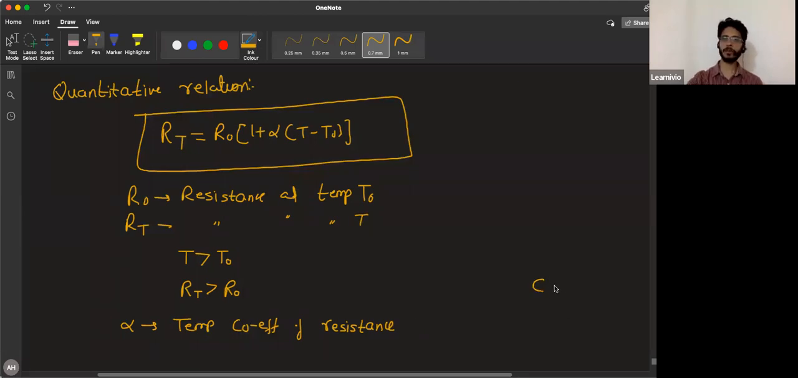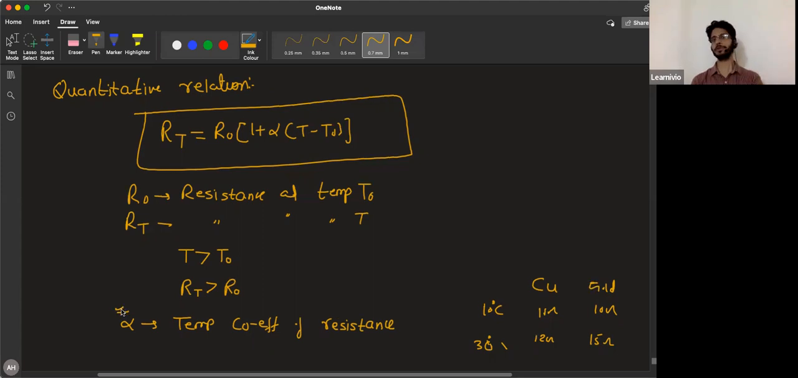Like if I take copper and if I take, let's say, gold, at 10 degrees Celsius, their resistance is, let's say, 10 ohm, and this is also 10 ohm. At 30 degrees Celsius, I change the temperature by 20 degrees Celsius for both. For copper, the resistance is 12 ohm. For gold, the resistance is, let's say, 15 ohm. So this variation in resistance along with temperature also depends upon the nature of the material. The dependency on the nature of material is given by this alpha, which we'll call temperature coefficient of resistance.